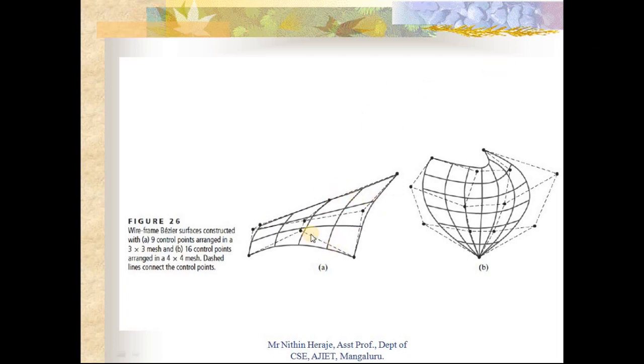If you look at this, this is 3 cross 3 control points, that is a total of 9 control points. You can see 1 2 3 rows and 1 2 3 columns, where you get the Bezier surface like this. Here you have a 4 cross 4 mesh, that is 1 2 3 4 rows and 1 2 3 4 columns. So this is 4 cross 4 control points with which you get the Bezier surface. So this is about curves.